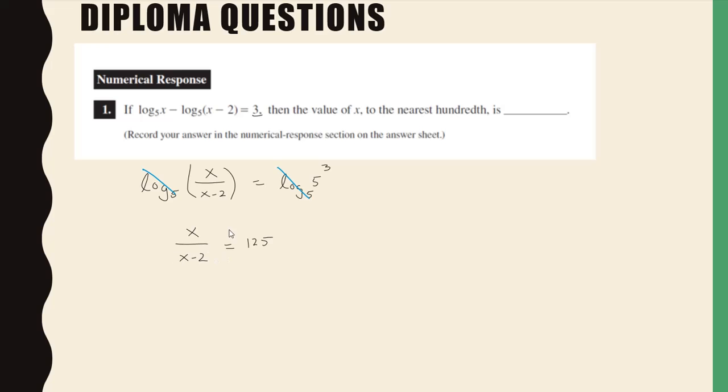I can multiply both sides by x minus 2. So I get x equals 125 times x minus 2. Apply the distributive property, so I get 125x minus 250. And then I can subtract 1x from both sides, so I get 124x, and then add 250. And then I'm going to divide both sides by 124, and I find out that x is equal to 2.02.